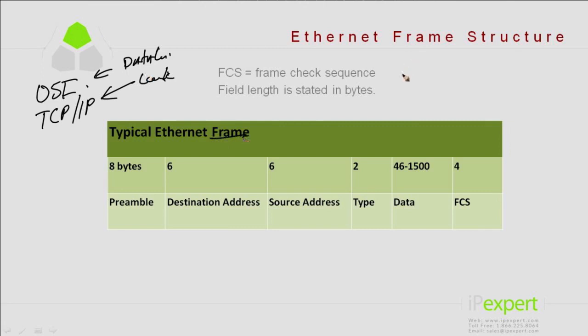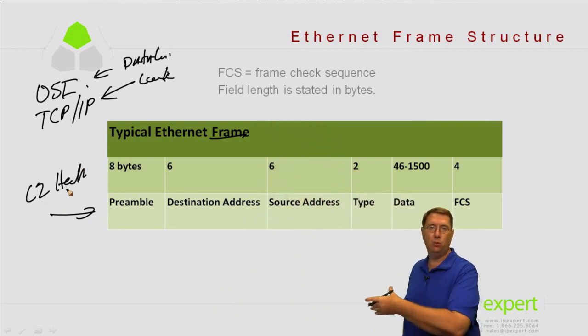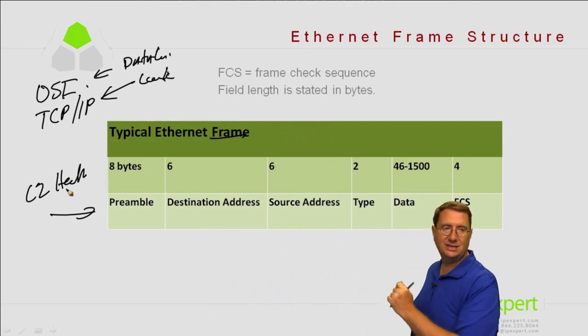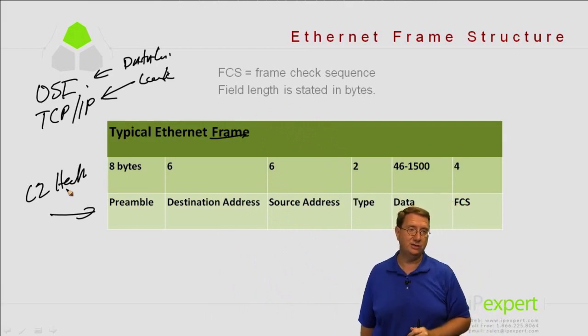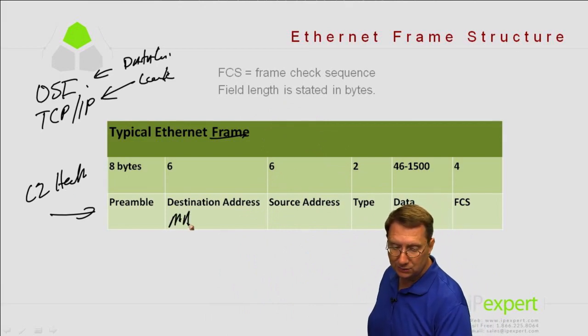Now this is going to be typical of what we call the header. So this is my layer 2 header. A layer 2 header is very significant because it defines where the packet or frame is coming from and where it's going to. Notice I have a destination address and I have a source address. In the confines of Ethernet, these addresses are MAC addresses.